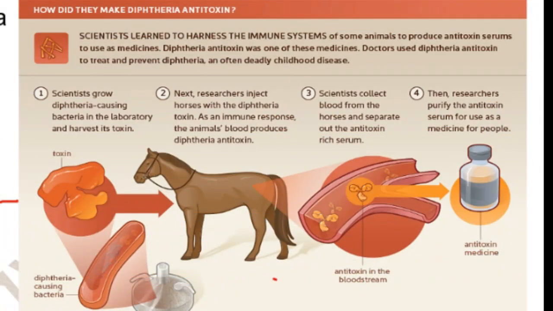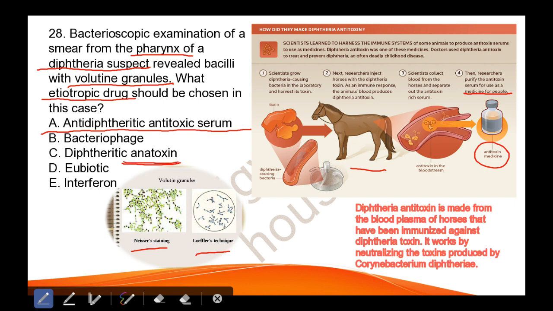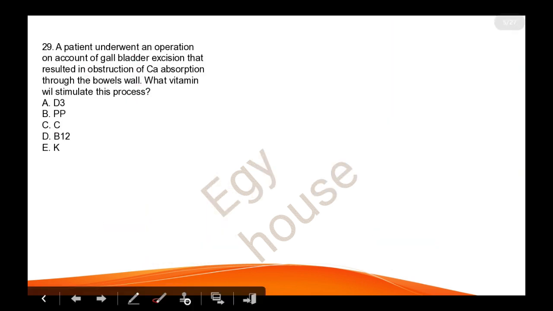This serum is made from the blood of horses. So they inject the diphtheria-causing bacteria into the horses, and then they collect the blood from the horses and separate the antitoxin-rich serum from the bacteria, and they purify the antitoxin to give it as a medicine. The anatoxin here, I don't want you to choose it because this is for vaccination. So anatoxin is a vaccine that does not serve us for treatment because the person is already sick.